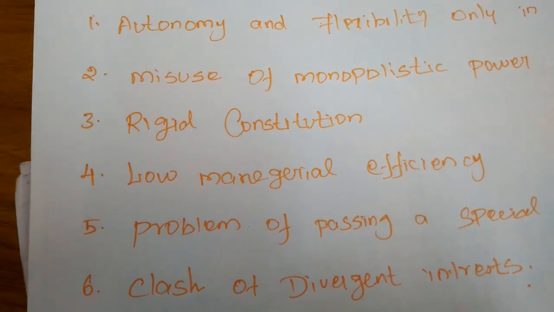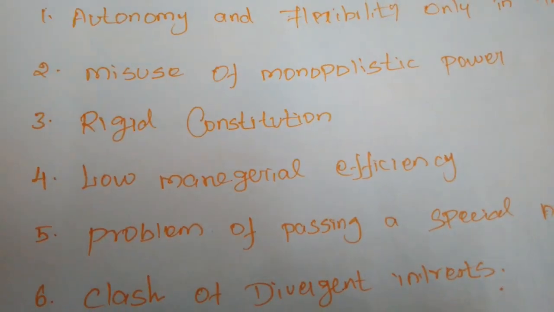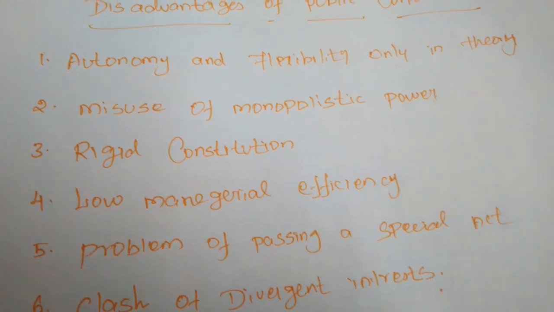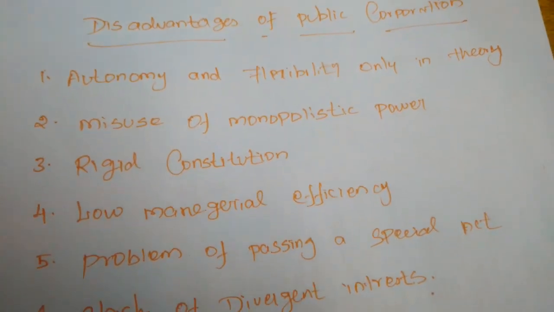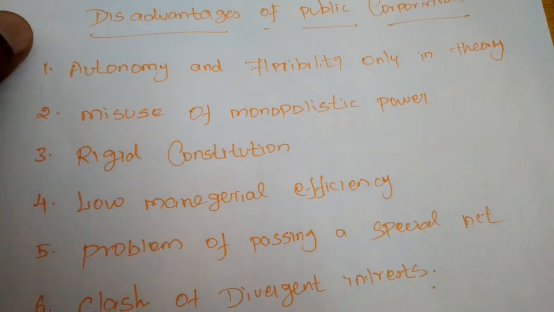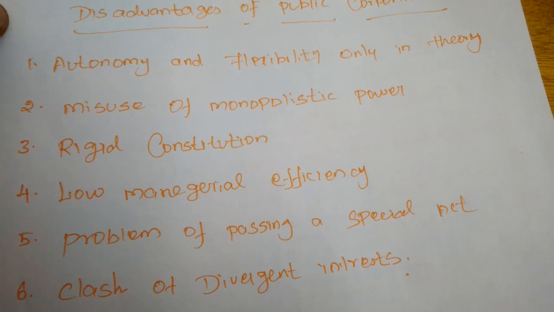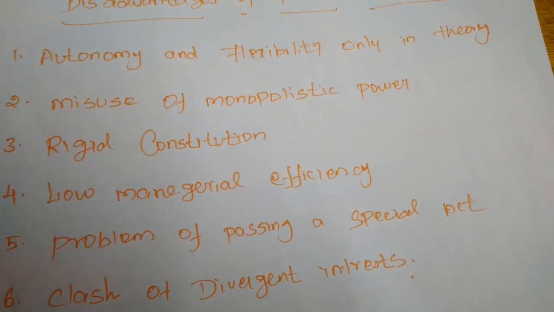So the public corporations cannot be flexible in their operations. Even if the public corporations have the power to produce more commodities, they will never produce them, because the constitution is limited and rigid.